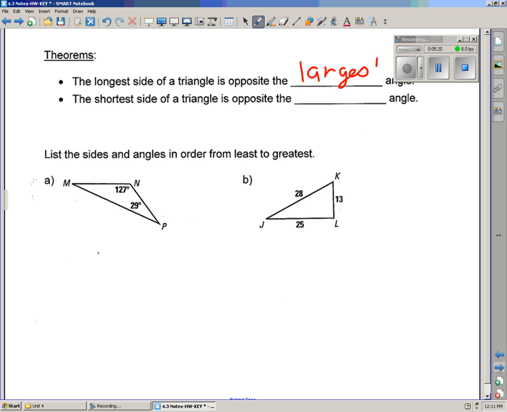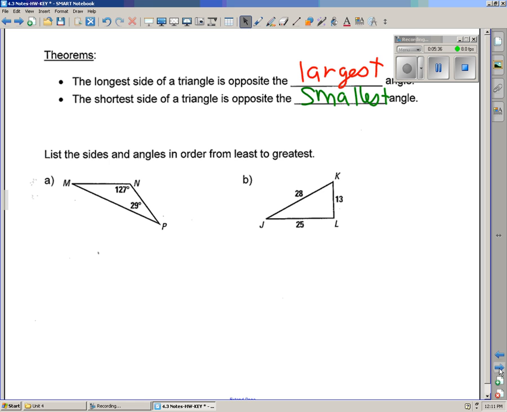Can't be longest, have to be largest. So whatever the biggest angle degree, the side opposite that is going to be your biggest side. Well, the shortest side is going to always be opposite the smallest angle. And that should make a lot of sense.